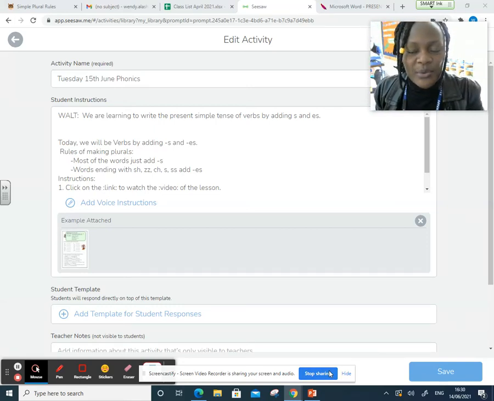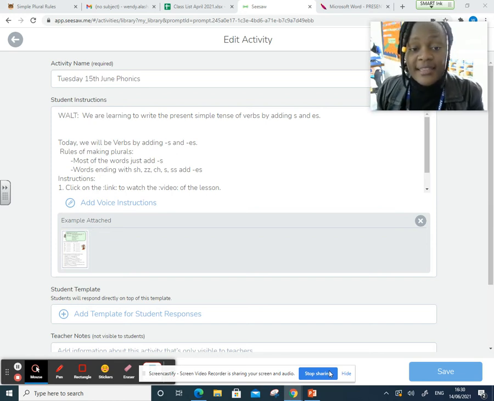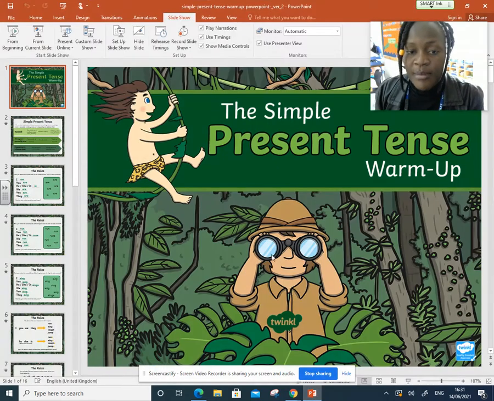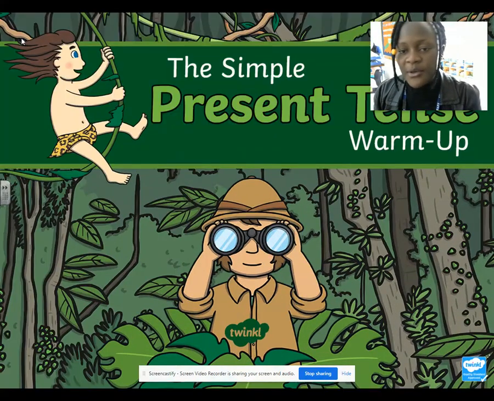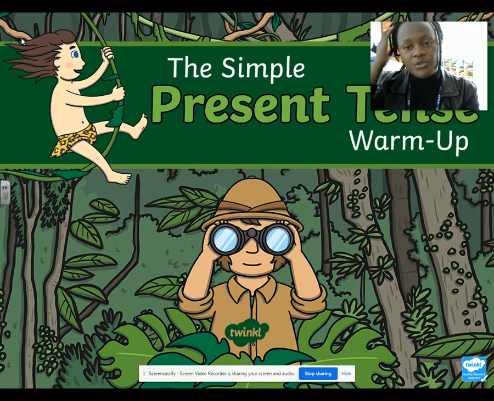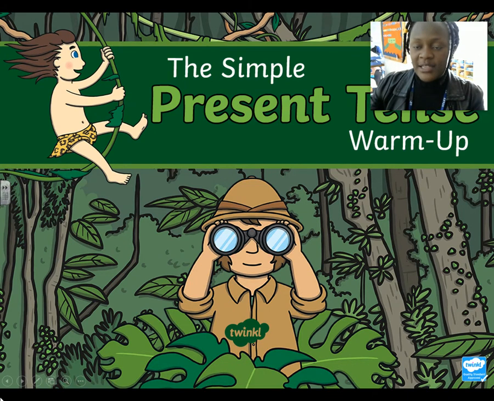Now, yesterday we learned how to write the plurals of nouns by adding s and es. Today we are going to do something a little bit similar to that, but with verbs. And remember, we know that verbs are action words. So today we are going to be adding s and es to action words. Now, let's have a look at that.